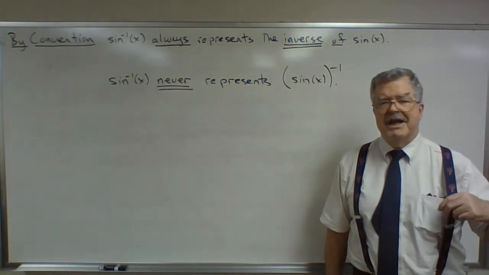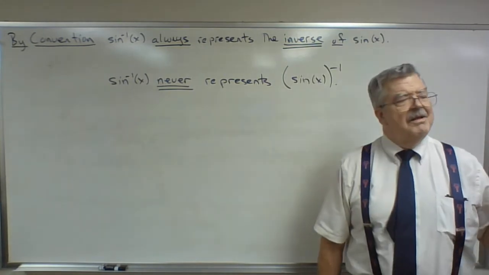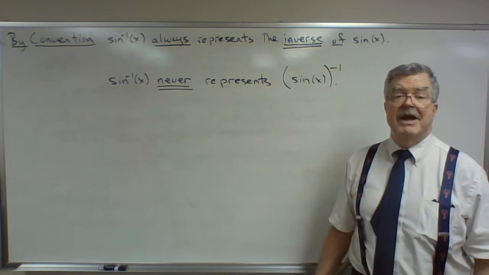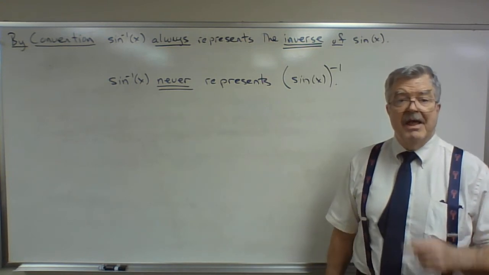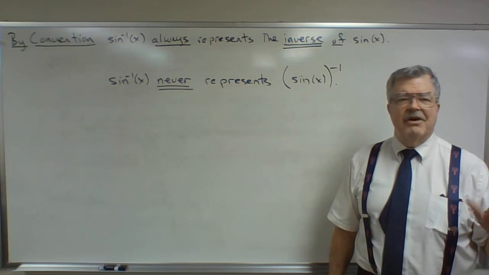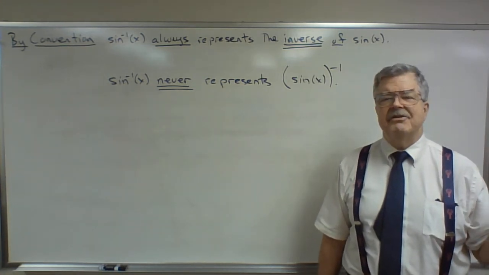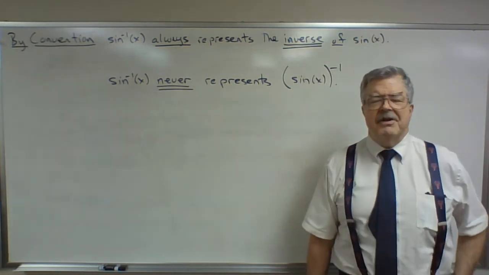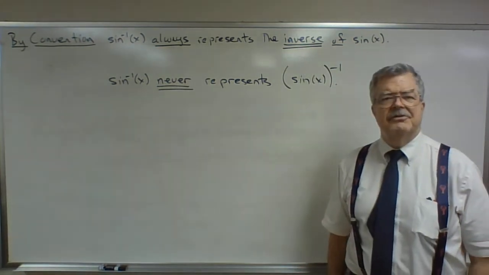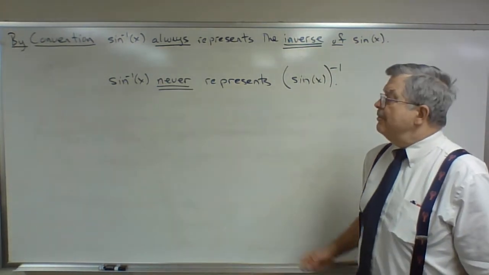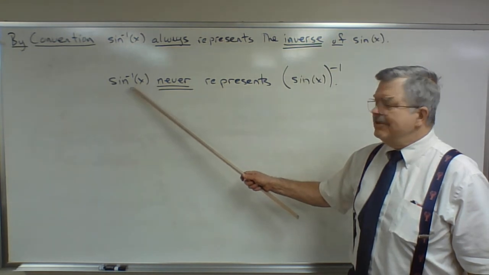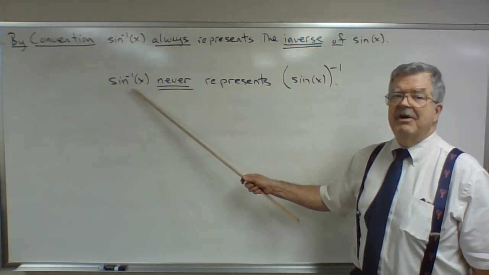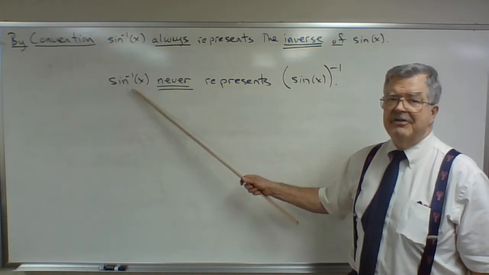Nevertheless, some people decided that maybe it's just better to avoid this altogether, and instead of writing sine inverse of x, they write arc sine of x. And arc sine of x, arc cosine of x, that style of notation is also in wide use. We will use both styles of notation. I think our text uses both styles of notation. But we'll always remember that when we see this, we're talking about the inverse trig function. We're never talking about that trig function raised to the negative 1 power.